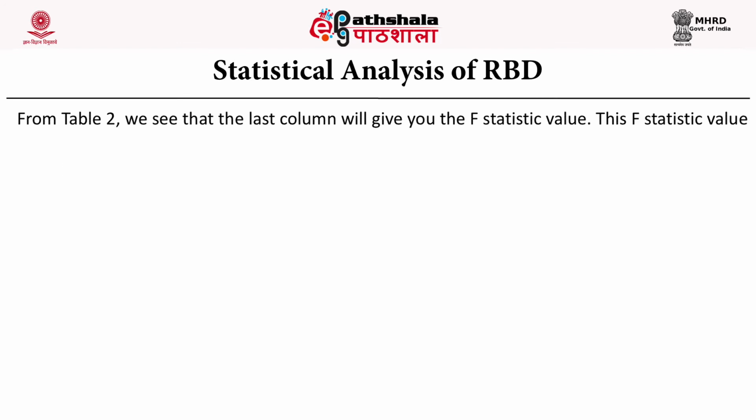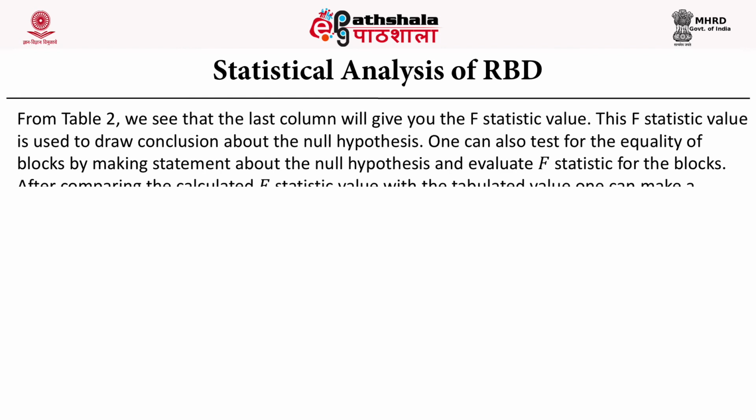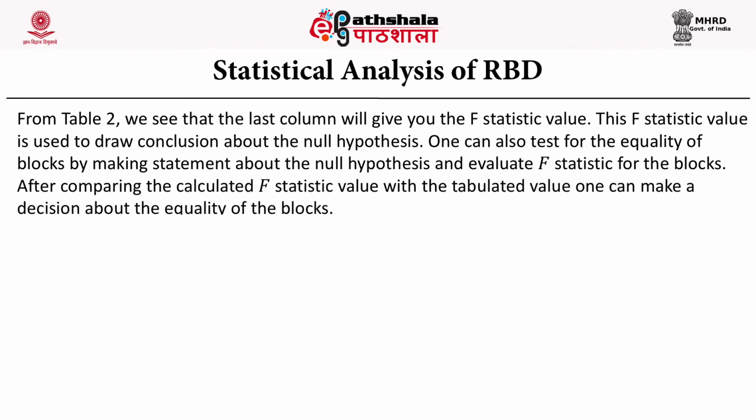From the table we see that the last column will give you the F statistic value. This F statistic value is used to draw a conclusion about the null hypothesis. One can also test for the equality of the blocks by making a statement about the null hypothesis and evaluating the F statistic for the blocks.